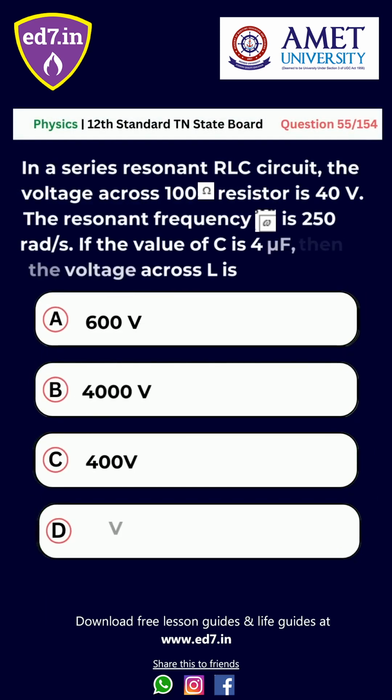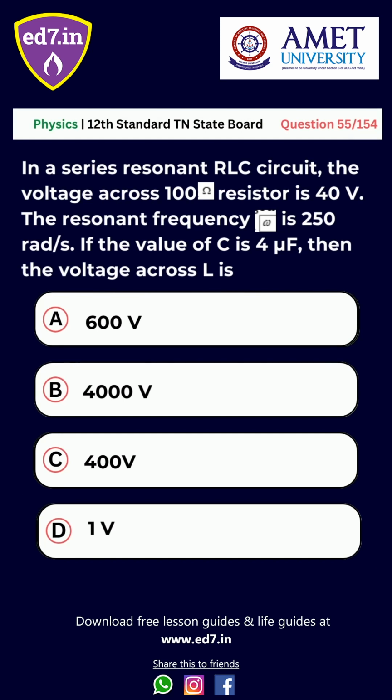Question number 55. In a series resonant RLC circuit, the voltage across a 100 ohm resistor is 40 volt. The resonant angular frequency ω is 250 radian per second. If the value of C is 4 μF, then the voltage across L is: option A 600 volts, B 4000 volts, C 400 volts, D 1 volt. And the right answer is option C, 400 volts.